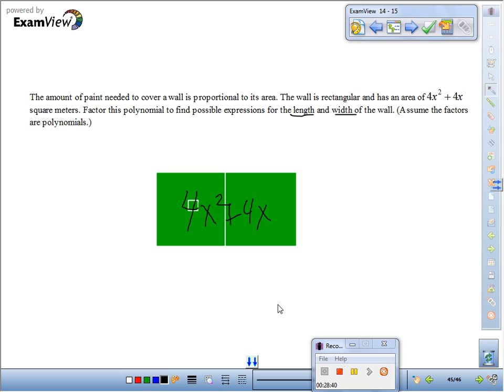Pete. Jose? How can we find the length and width? Find the GCF. Very good. So what is the GCF for these two? 4x for the length. And what is the width? Let's see. If we factored 4x from here, what's left? X plus 1. So the length was 4x. And what is the width? X plus 1. And did they give us feet? No, that's it. Make sure you write a little statement.